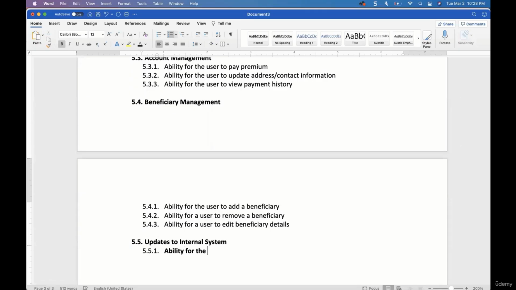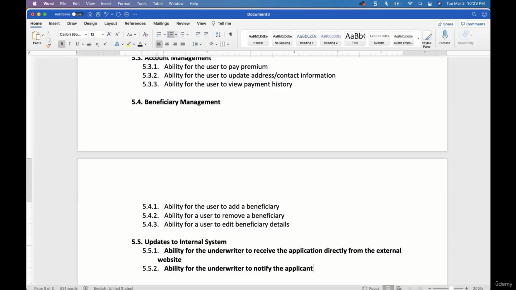Ability for the underwriter to receive the application directly from the external website. Ability for the underwriter to notify the applicant of the result of the application via email.